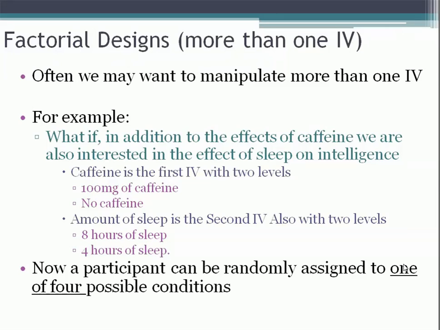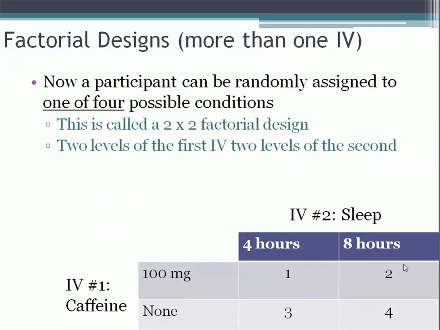So now what we end up with is a participant can be randomly assigned to 4 possible conditions, right? Because there are 4 possible combinations of these independent variables. So you can either be in the 100 milligram and 4 hours, 100 milligram and 8 hours, or the no caffeine group and 4 or 8 hours. And so we would call this a 2x2 factorial design because there are 2 levels of each of these independent variables, right? 100 milligram and none, 4 hours and 8 hours. And when you multiply 2 times 2, that gets us 4 possible conditions.